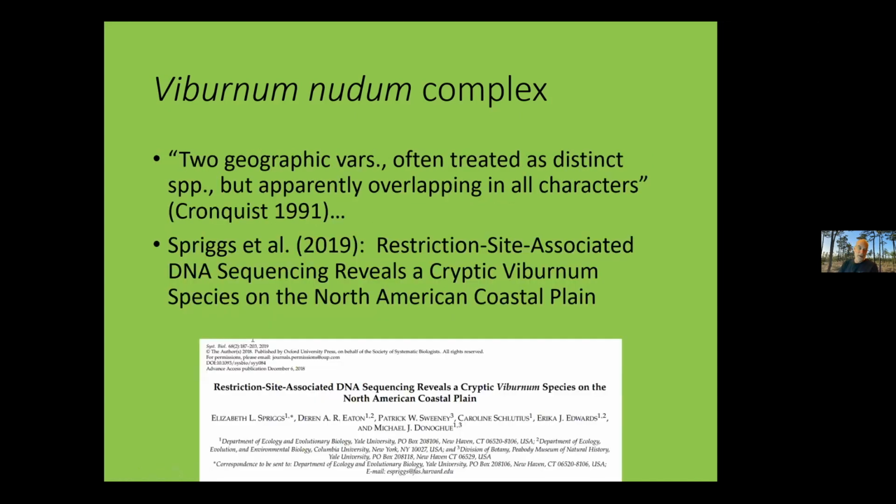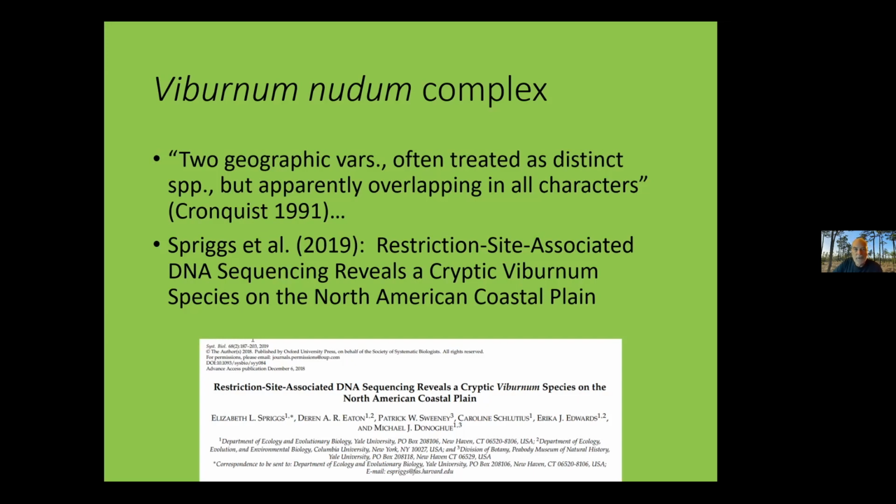Beth Spriggs, working in the Michael Donoghue lab at Yale, recently tackled this group and published a paper in 2019 entitled "Restriction Site Associated DNA Sequencing Reveals a Cryptic Viburnum Species on the North American Coastal Plain." This is in contrast to Cronquist's statement, 2 geographic varieties often treated as distinct species, but apparently overlapping in all characters. That's the kind of comment that basically led to a lot of lumping, or that was used as a rationale for a lot of lumping.